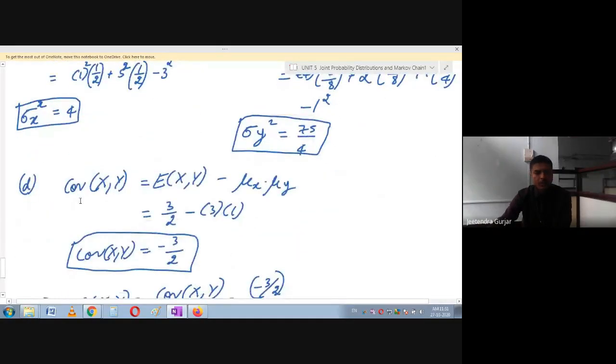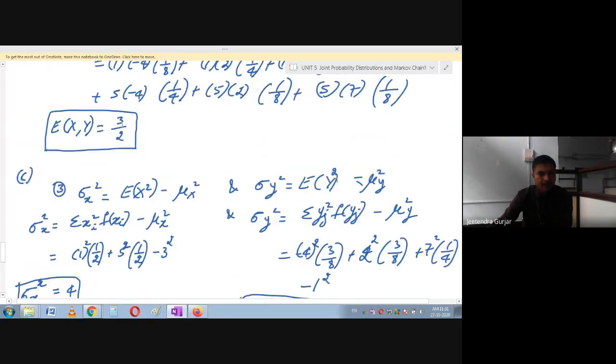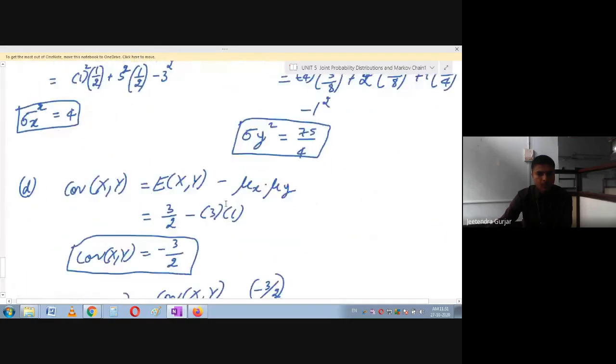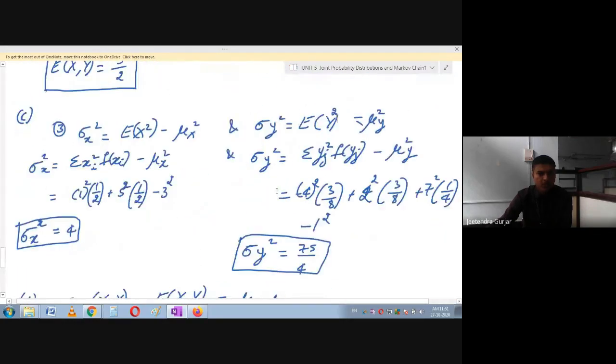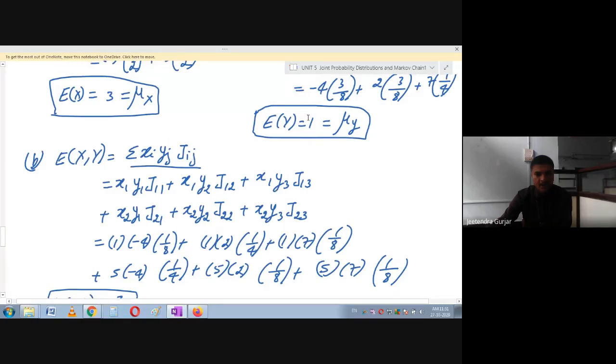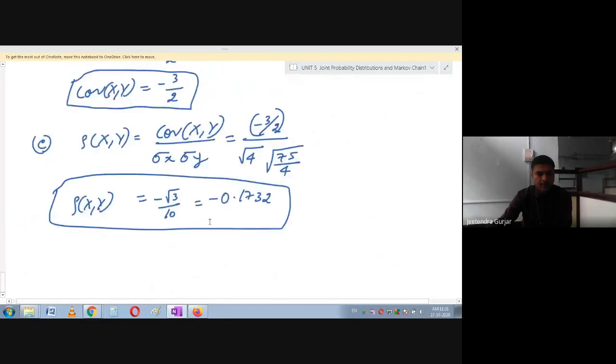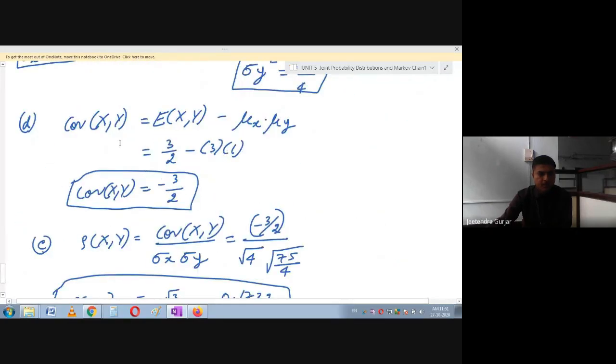Next, we'll go with the covariance x comma y, which is equal to E of xy minus mu x into mu y. Please practice the formula. So E of xy we have already calculated, it is 3 upon 2. So substitute 3 upon 2. Mu x and mu y we have already calculated as 3 and 1. So substitute here the values 3 and 1. Further if we simplify, covariance xy is equal to minus 3 upon 2, students.